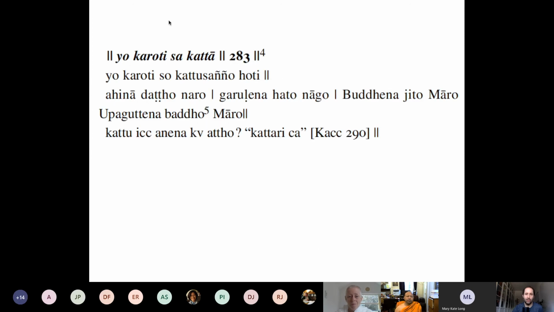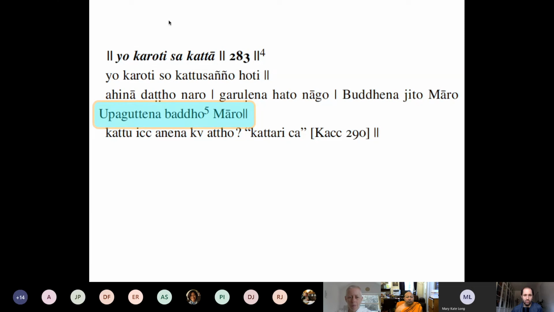And so now we go back to our Kaccāyana. So this is rule 283 in Olivier's edition. As you can see, it's about the karakas, the case syntax. Yokaroti sakatta, this is about the agent, katta. And just to make clear that katta doesn't need to be in the nominative, here in this sentence, like buddhena jito maro and upaguttena baddo maro, upaguttena is the katta, it's in the instrumental.